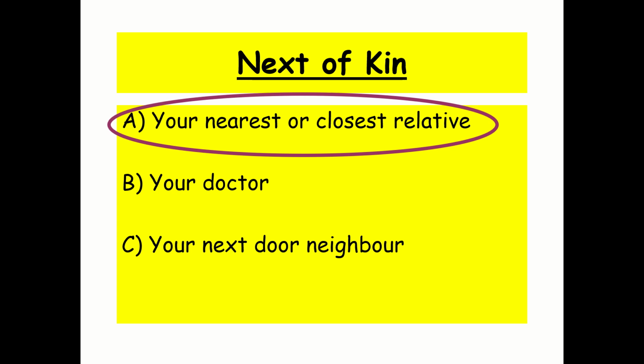So here on forms, especially when you go into hospital, they will always ask you to provide details of your next of kin. Also on other application forms, when you will be in a place for a long period of time, they do need to know who your nearest or closest relative is.